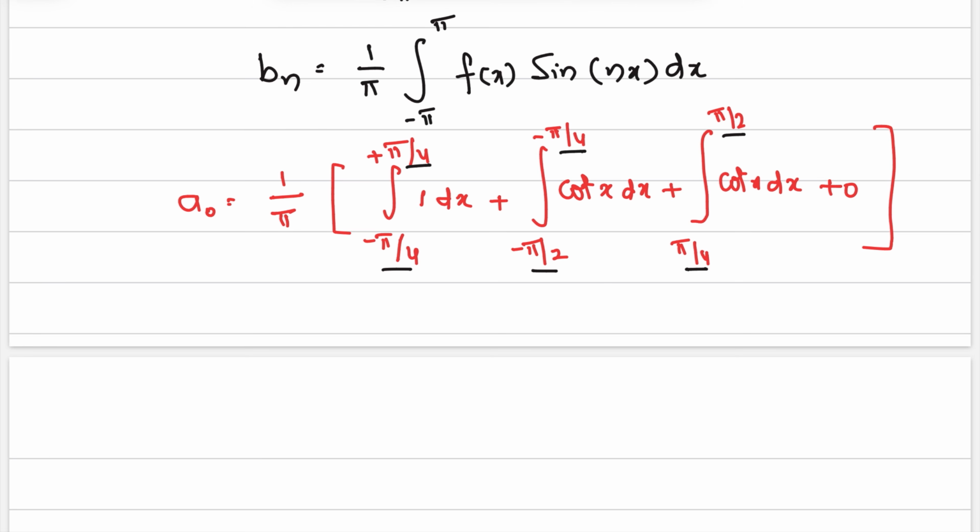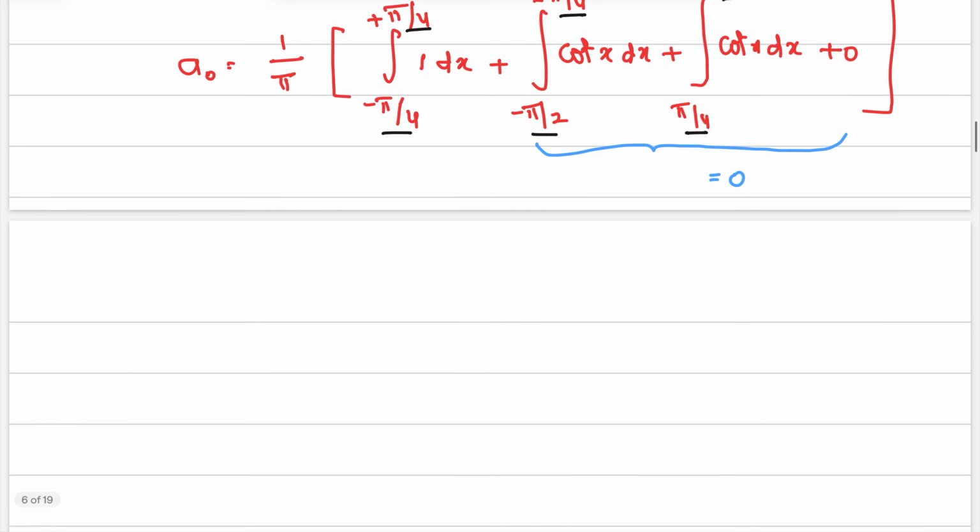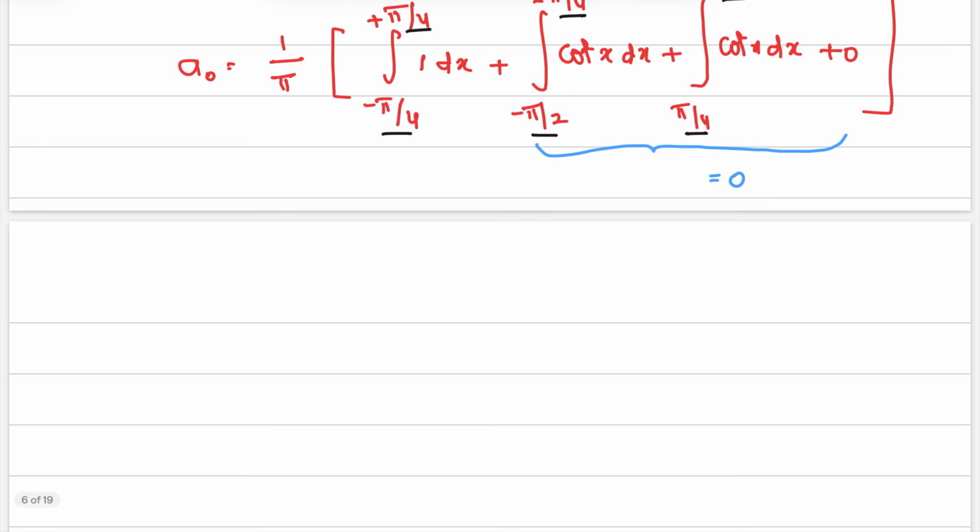And there are symmetric values for an odd function. You need not directly calculate the integrals. Please try to understand. Minus pi by 2 to minus pi by 4 or plus pi by 4 to plus pi by 2. Because it is an odd function, minus and plus get cancelled and they become 0. You just apply your basics in mathematics, in integration. You need not find the integral by hard work, it becomes 0.